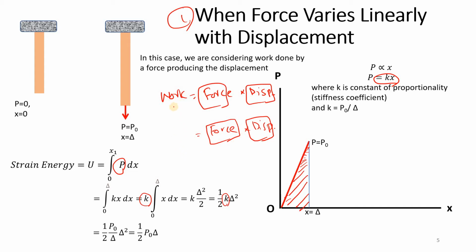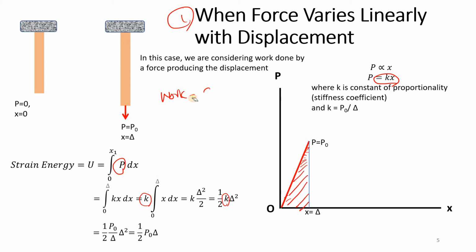So this was the work done by force. Depending upon whether this force is producing that displacement or some other force is producing that displacement, we have two scenarios. Number one, we have discussed, in which the force was producing that displacement. So in that case, naturally, force and displacement will be linearly related, as you can see over here.